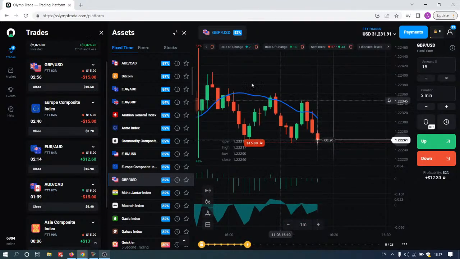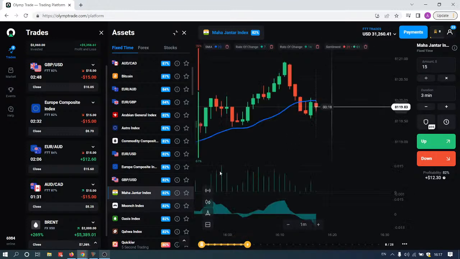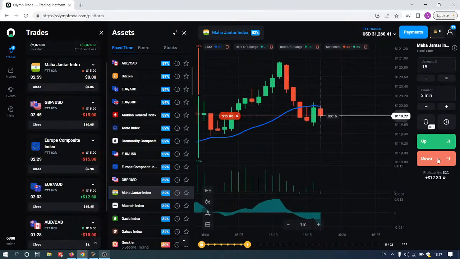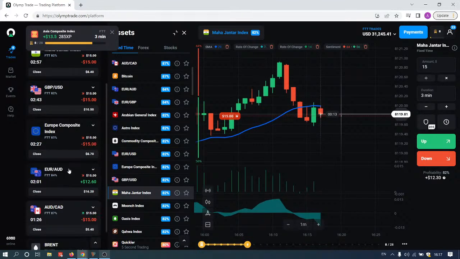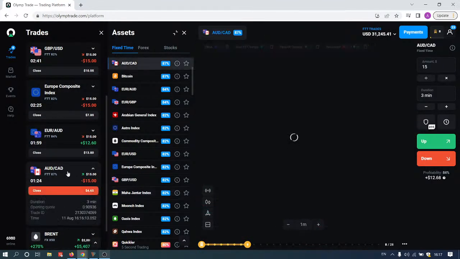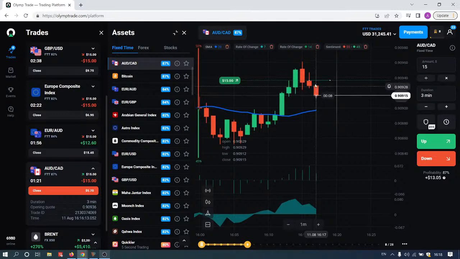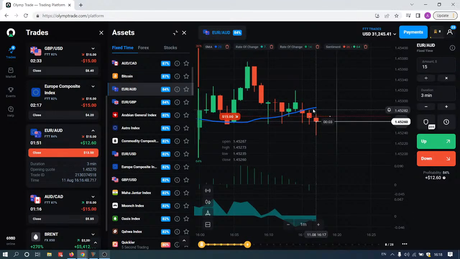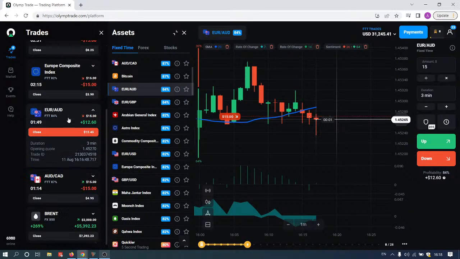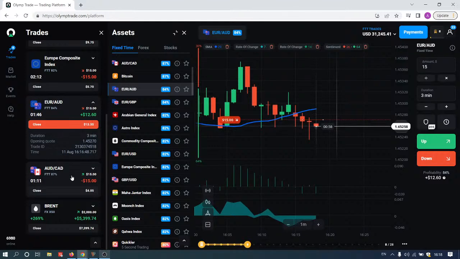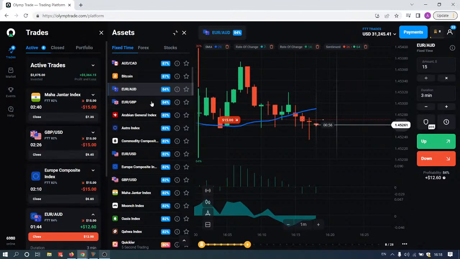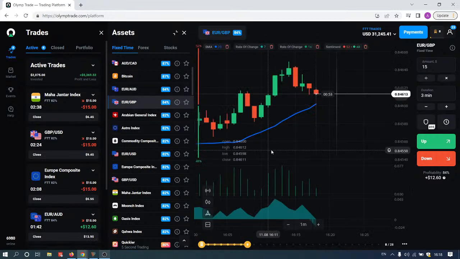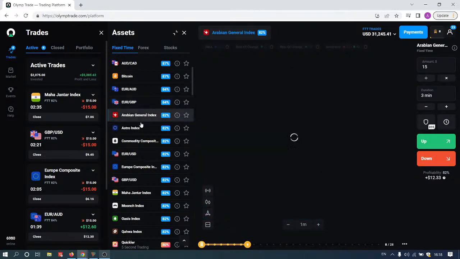So the GBP USD chart. Wow, nice. Quite a few trades I have open now. All right, so I have five open trades, five simultaneous trades: one, two, three, four, five. So I'll probably keep searching for more.